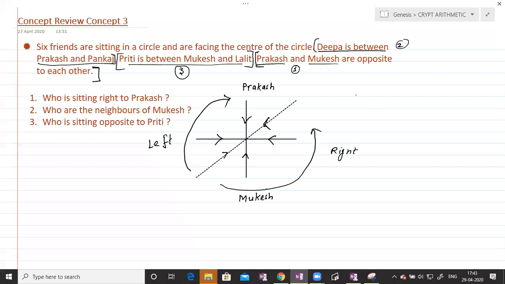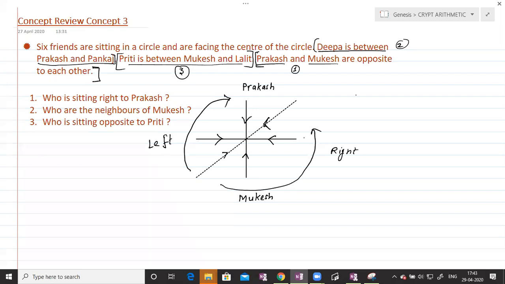Here. Right? Very, very important. Prakash is here, then Mukesh must be here. Now the second statement. See the first, now I did the numbering already to make you understand. First one. Second, Deepa is between Prakash and Pankaj. If Prakash is here, right? Prakash and Pankaj. So Pankaj can be here also or here also.